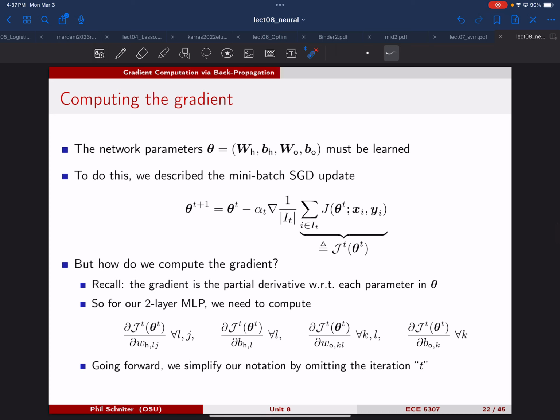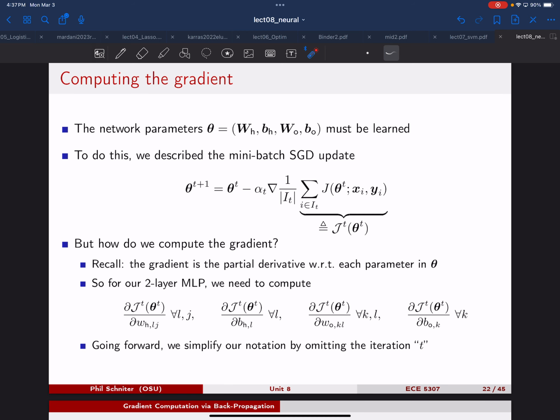backpropagation. So again, coming back, we have now our stochastic gradient descent update. You can see we're taking the samples in the mini batch, we're dividing by the size. We have the gradient of that thing. But the question now is, how exactly do we compute the gradient with respect to our parameters? And our parameters, in this case of a two-layer neural network, are the weights and biases of the hidden layer, and the weights and biases of the output layer. So how do we compute this gradient?